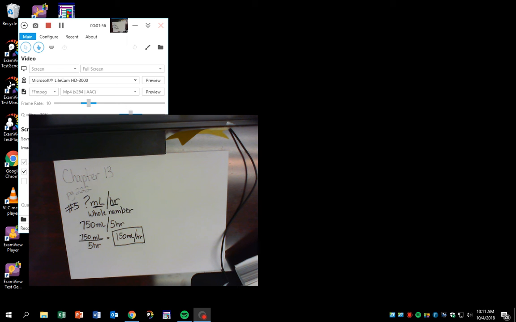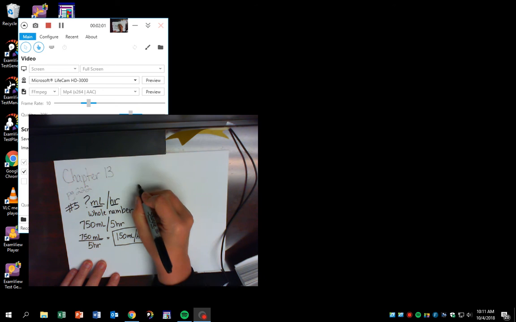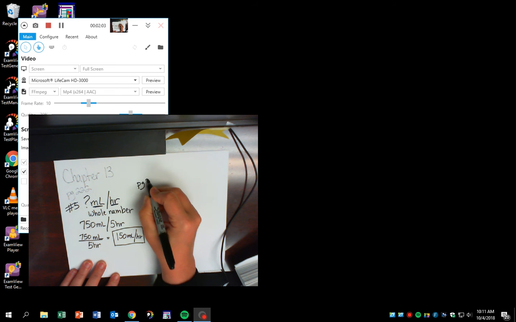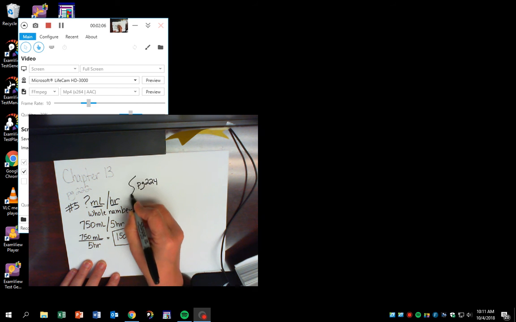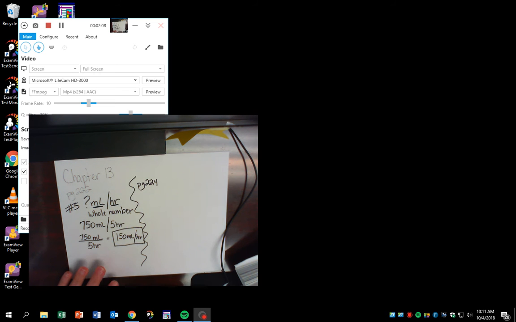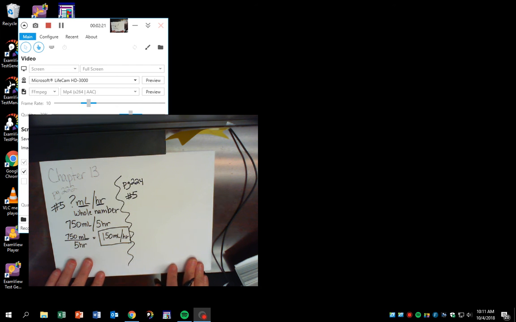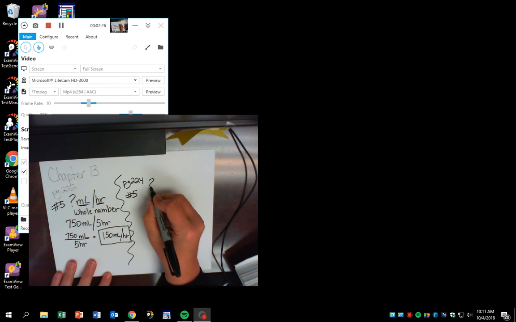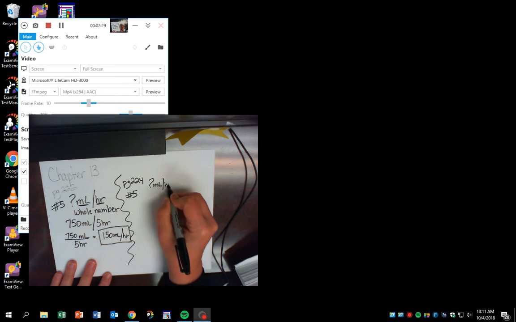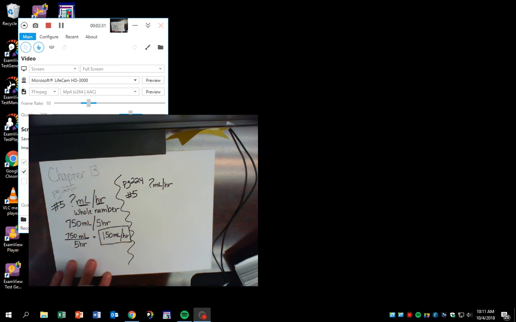Now let's move to page 224 in your book, and let's look at doing an example of these. So let's do number 5 for this one as well. Number 5, it tells us in the instructions to calculate the milliliters per hour and round to the whole number.